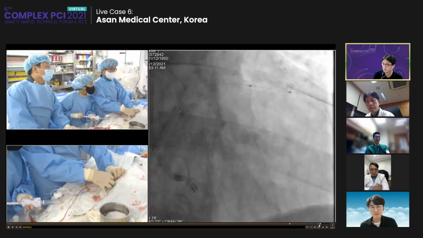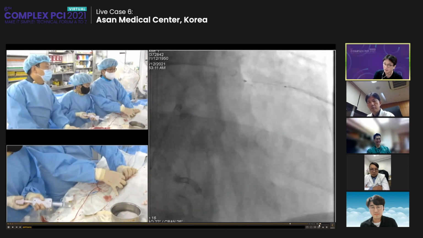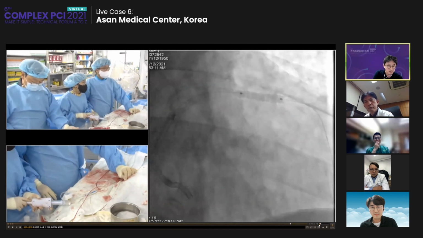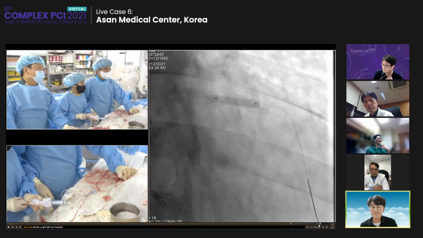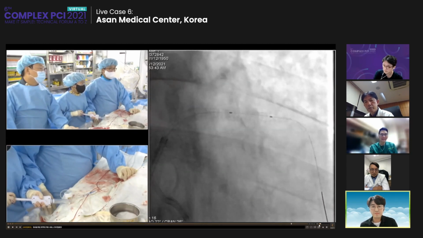So in this kind of case, for example, I used one stent, 38 millimeters, and the final finding was very, very optimal. So maybe 6 months is enough in this kind of patient.